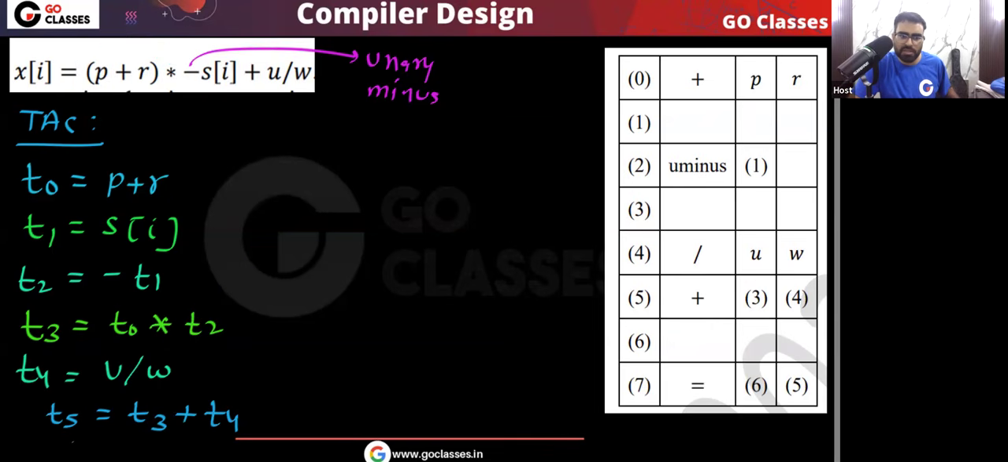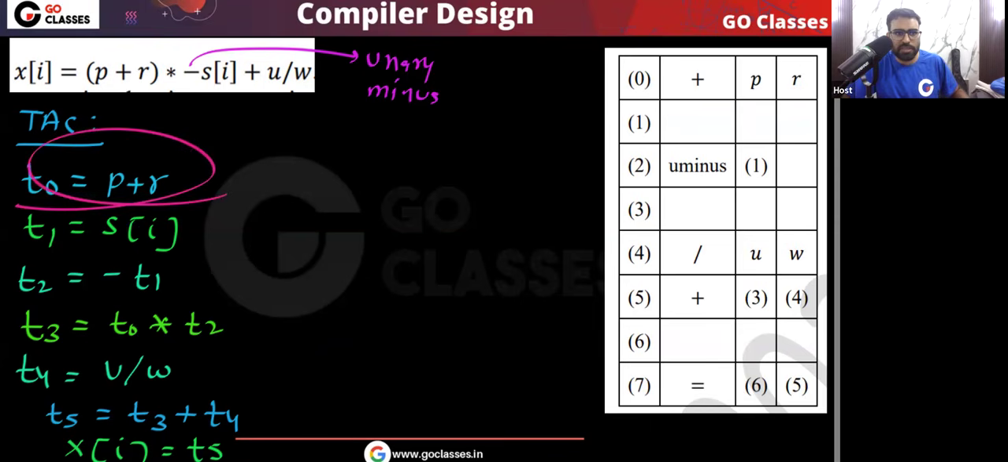So what we need to do next? Next we need to do this XI is equal to T5. Okay, yes or no? That's it. This is the three address code. Now what we need to do? This three address code we need to represent as a triple representation. Okay, so let's see now what will be the triple representation.